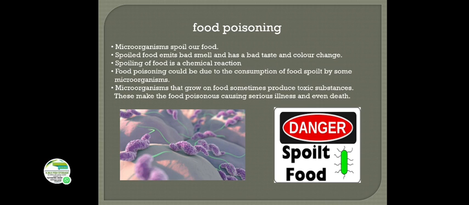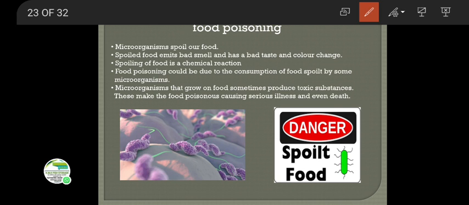Why does it happen? Because either he must have consumed excess of food, oily food, or he must have consumed the food that was already spoiled by the microorganism. This condition happens due to food poisoning. Food poisoning is generally happening due to the consumption of food spoiled by some microorganisms.